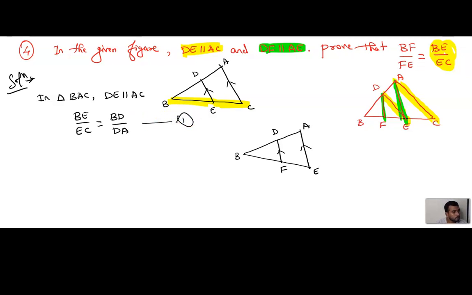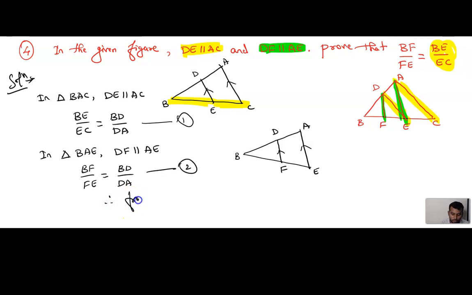Now come back to the second figure. In triangle BAE, we know that DF is parallel to AE. Same logic. What we have applied for equation 1, half by half, here also you should apply half by half only. What is half? BF by FE is equal to BD by DA. Equation 2. Therefore, from equation 1 and 2, we can see here.